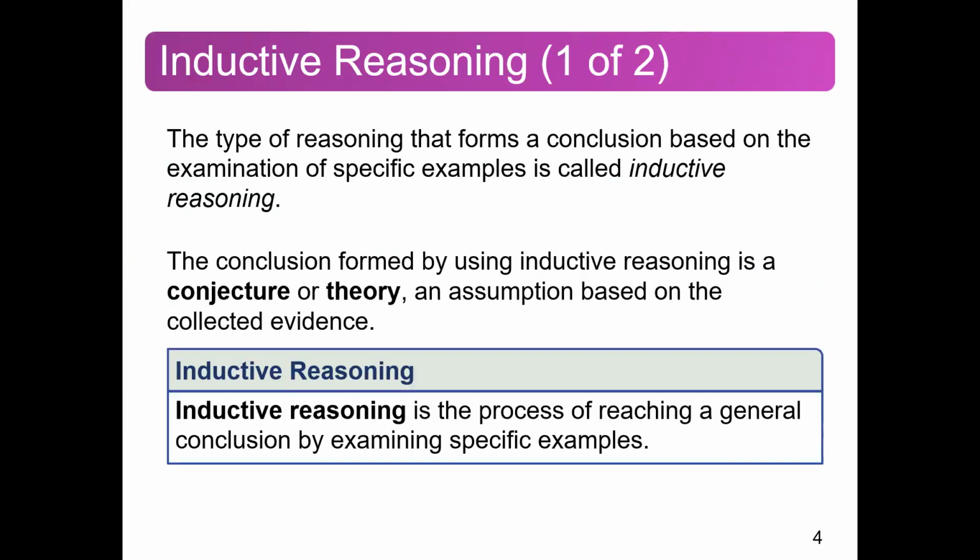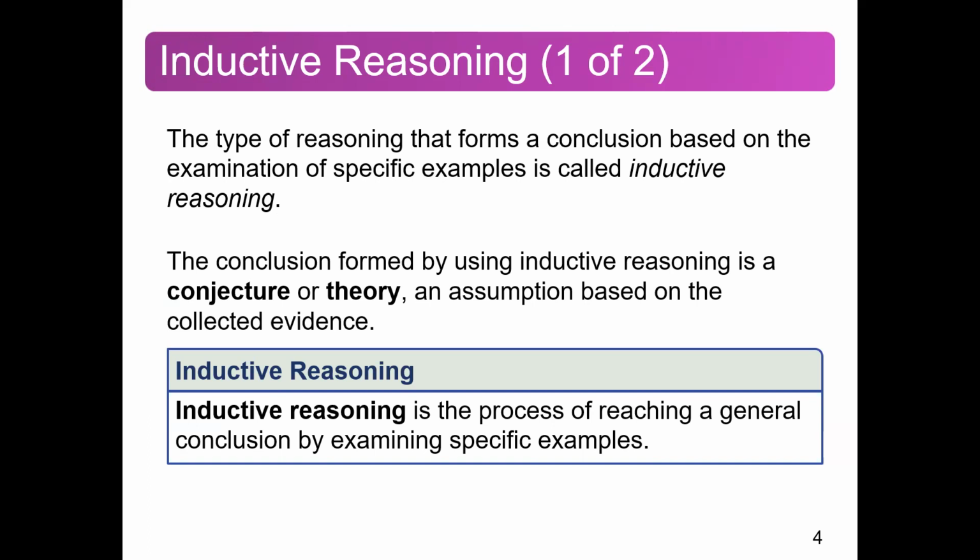Let's talk about inductive reasoning. Inductive reasoning is the type of reasoning that forms a conclusion based on the examination of specific examples. So that is called inductive reasoning. The conclusion formed by using inductive reasoning is a conjecture or a theory, an assumption based on the collected evidence. So, in short, inductive reasoning is the process of reaching a general conclusion by examining specific examples.